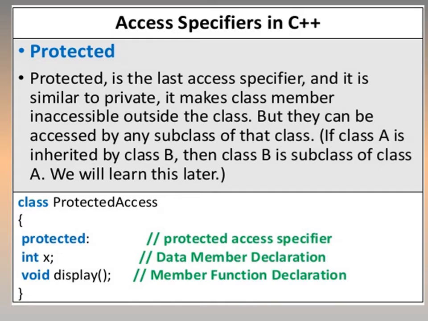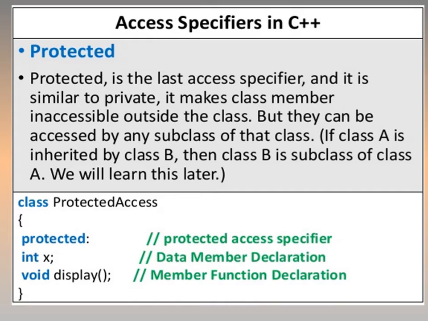A subclass of that particular class can access the data members and the member functions if you declare them protected. For example, if class A is inherited by class B, then class B is a subclass of class A. So that class can access the data of the parent class. See the example, class protected access.